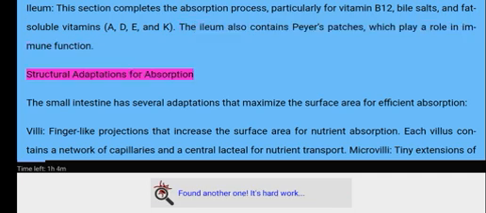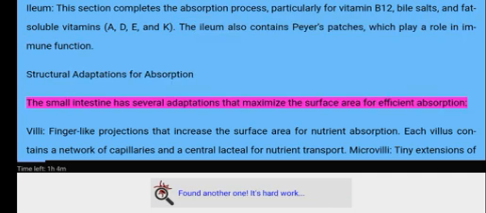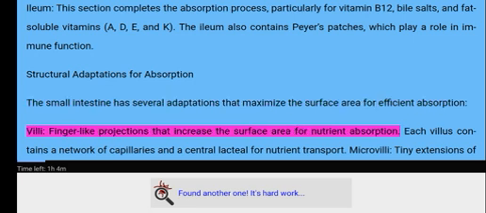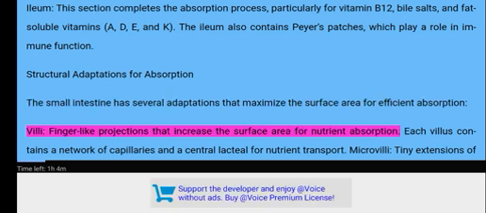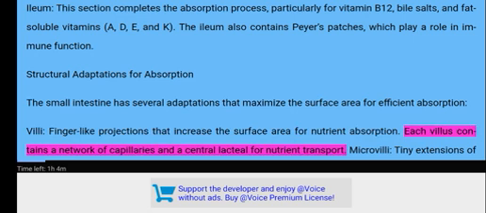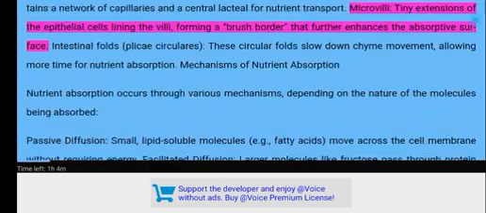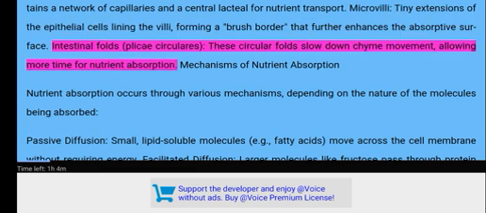Structural adaptations for absorption. The small intestine has several adaptations that maximize the surface area for efficient absorption. Villi, finger-like projections that increase the surface area for nutrient absorption. Each villus contains a network of capillaries and a central lacteal for nutrient transport. Microvilli, tiny extensions of the epithelial cells lining the villi, forming a brush border that further enhances the absorptive surface. Intestinal folds, plicae circulares. These circular folds slow down chyme movement, allowing more time for nutrient absorption.